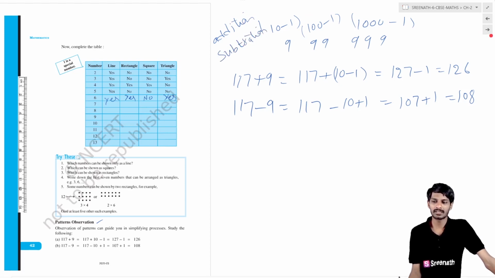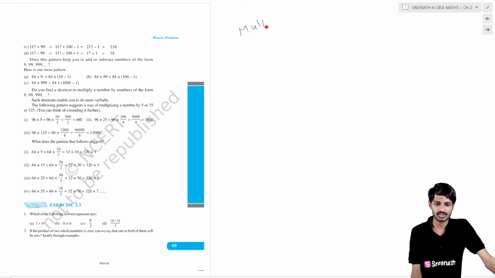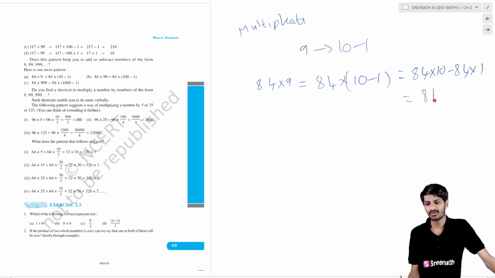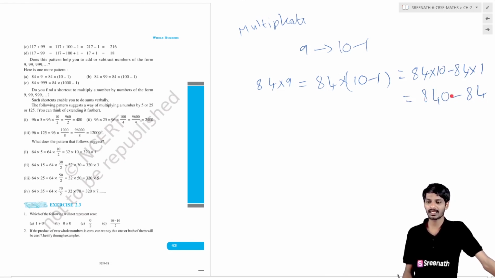Then what about multiplication? In the case of multiplication, 9 can be written as 10 minus 1. It will be very useful. Suppose 84 into 9. Finding it is very difficult, but if you write 9 as 10 minus 1, then 84 into 9 means 84 into 10 minus 84 into 1. So what is it? 840 minus 84. It is very simple now. Multiplying with 10 means just adding a zero. So in this way you can easily get the answer.